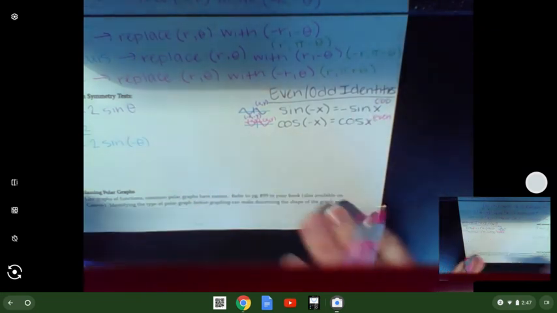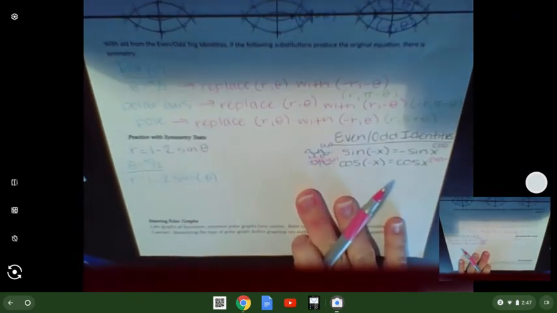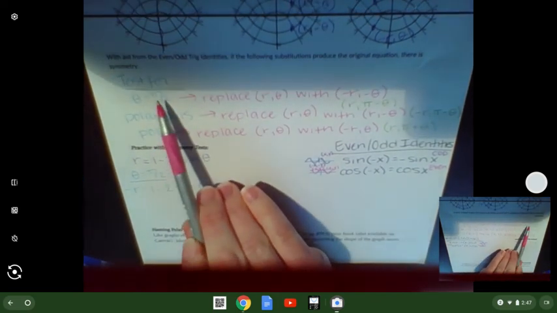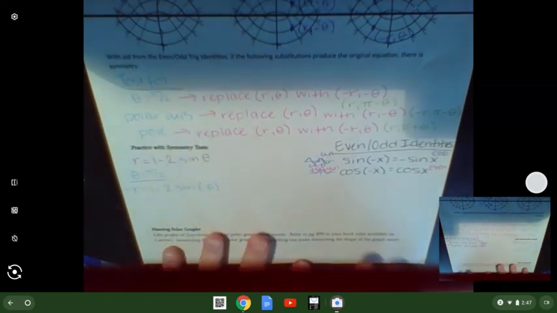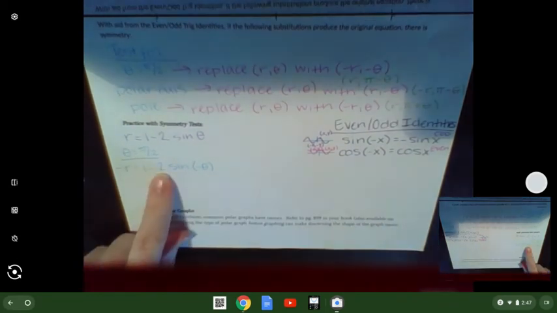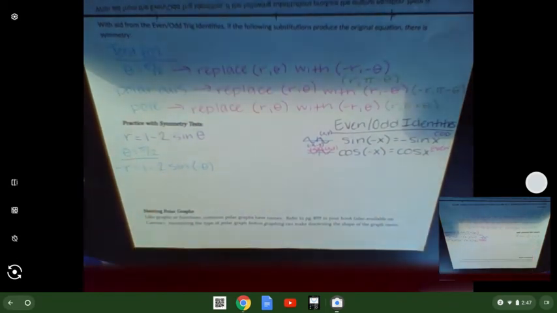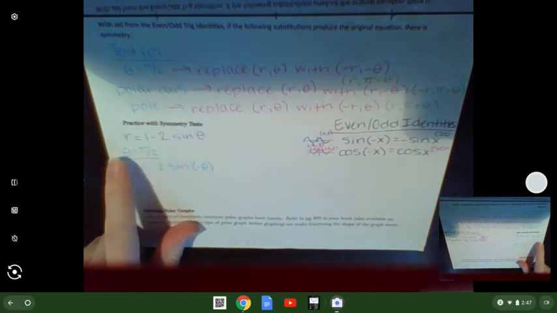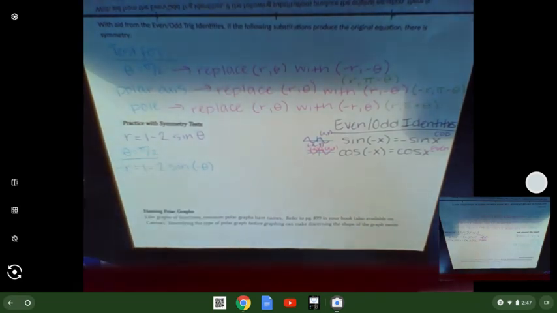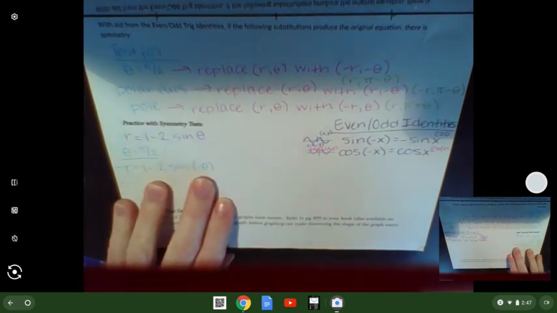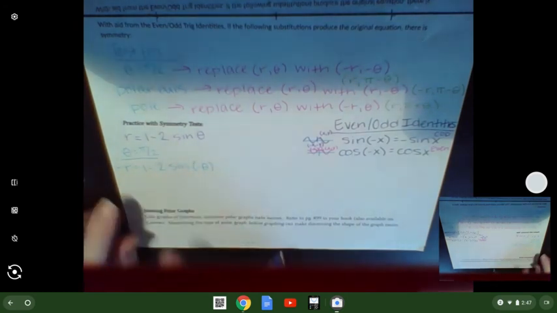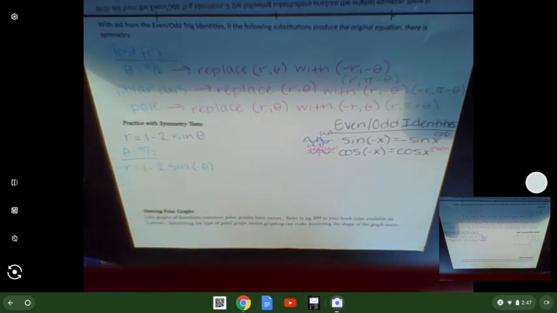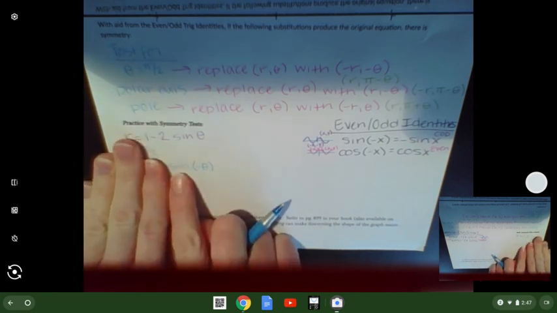These even and odd identities are going to help us when we make these substitutions, testing for symmetry with respect to theta equals pi over 2, the polar axis and the pole. So going back to the test that we had been performing, we did our substitutions to test for symmetry with respect to theta equals pi over 2. We plugged in negative r, we plugged in negative theta. So simplifying, there's no test for simplifying negative r. That's like a coefficient of -1. We can deal with that later. But let's focus on this.